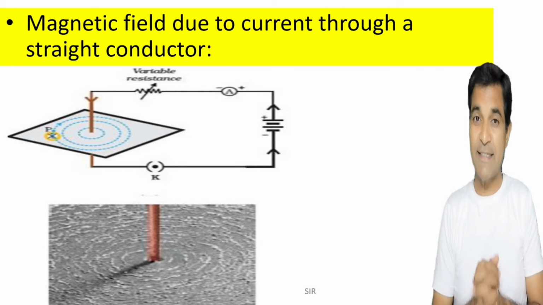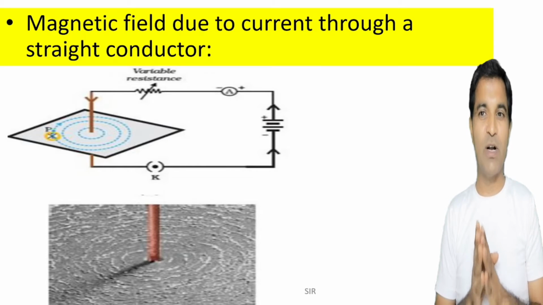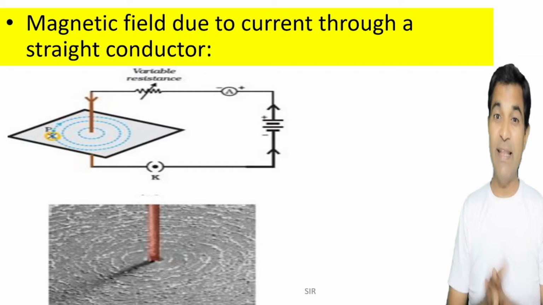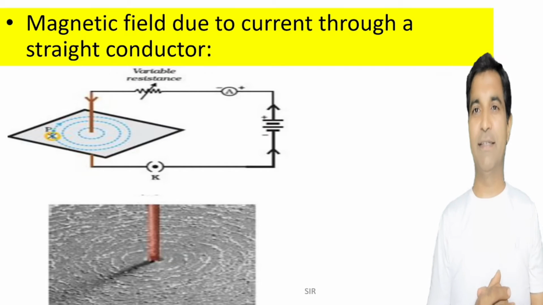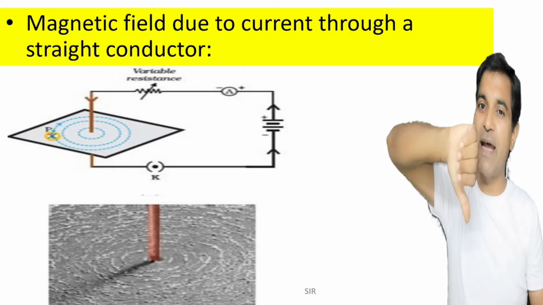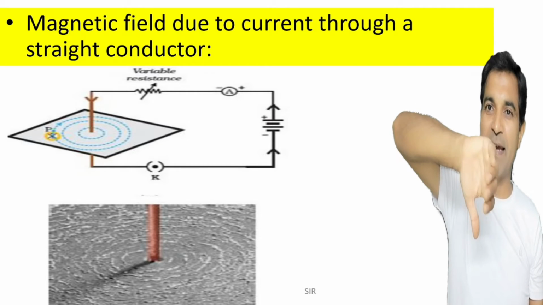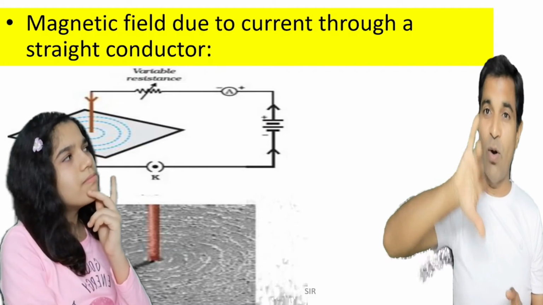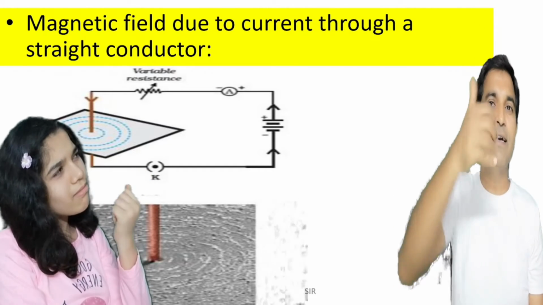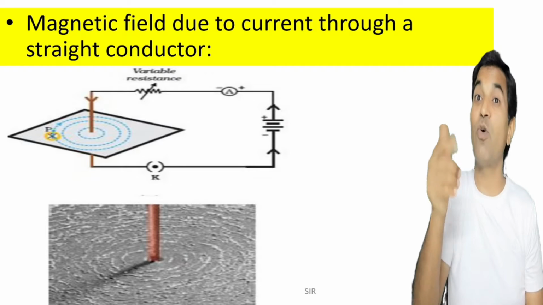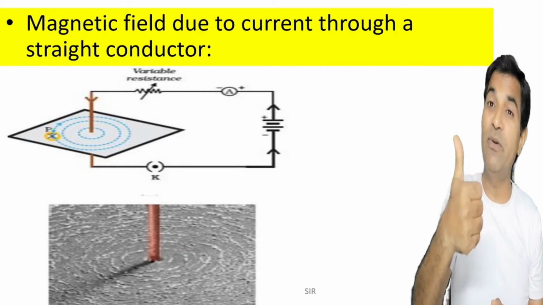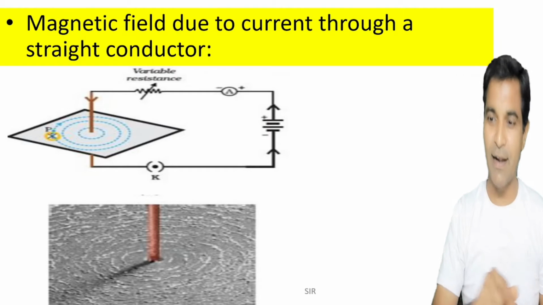We have already studied the magnetic field due to a current carrying conductor. If it is a straight conductor, the direction of current is something like this, then the circling fingers of the right hand give the direction of the magnetic field. We have already studied this. If this is the direction of current in a conductor, then these circling fingers of the right hand will provide the direction of the magnetism which will be induced around the conductor.